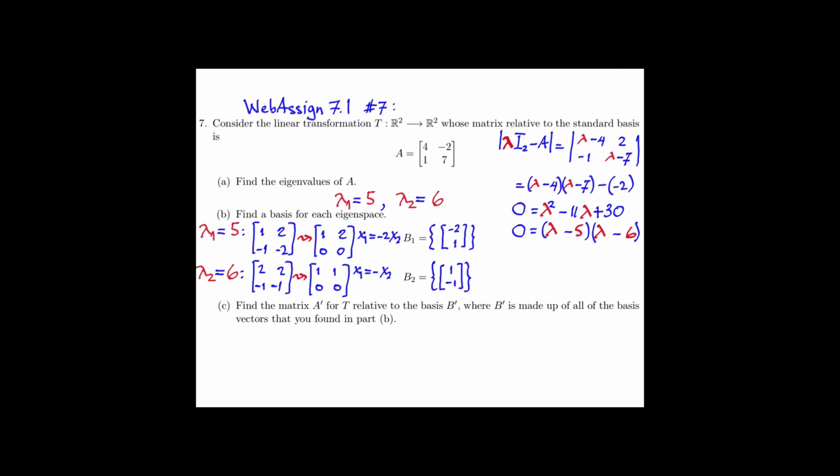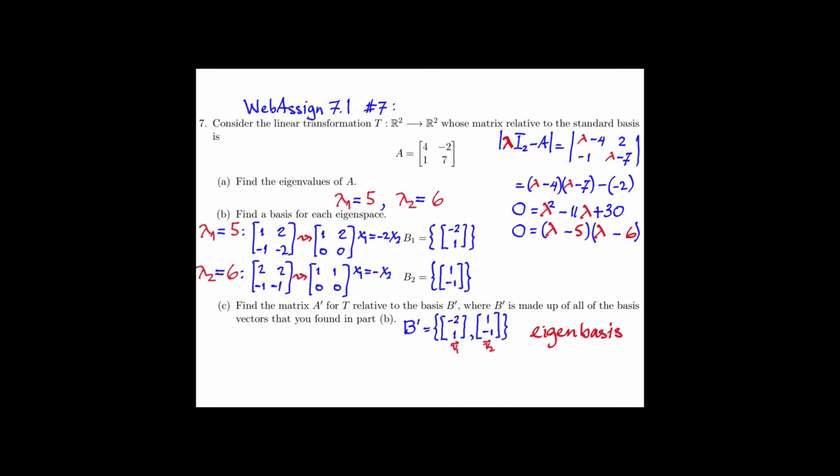All right, so now in part C, this new basis B prime consists of the two eigenvectors we just found. Notice that it does form a basis for R2 because those two eigenvectors are linearly independent. There's no way that one of them is a scalar multiple of the other. When you have n linearly independent vectors in an n-dimensional vector space, you have a basis. So this is a basis for R2, and because it consists of eigenvectors, it's called an eigenbasis for R2.